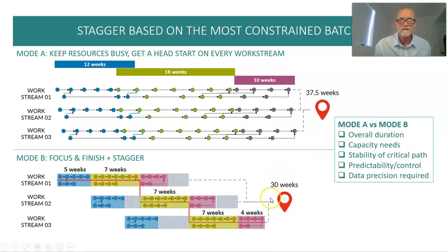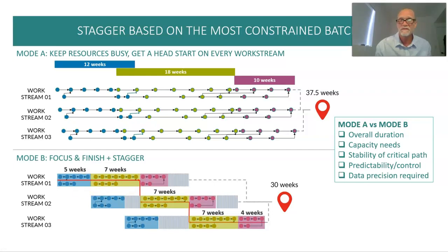Capacity needs, well, we need less capacity, 30 weeks versus 37 weeks. Almost 20% less capacity to finish the project in this mode than this mode. The critical path remains stable. The critical path up here, where is the critical path? Difficult to say. It's really kind of everywhere, right? I'm doing some work here, moving down here, moving back up, and so on. So the critical path moves around all the time, creating instability. So we really have a much more stable critical path in this bottom scenario.